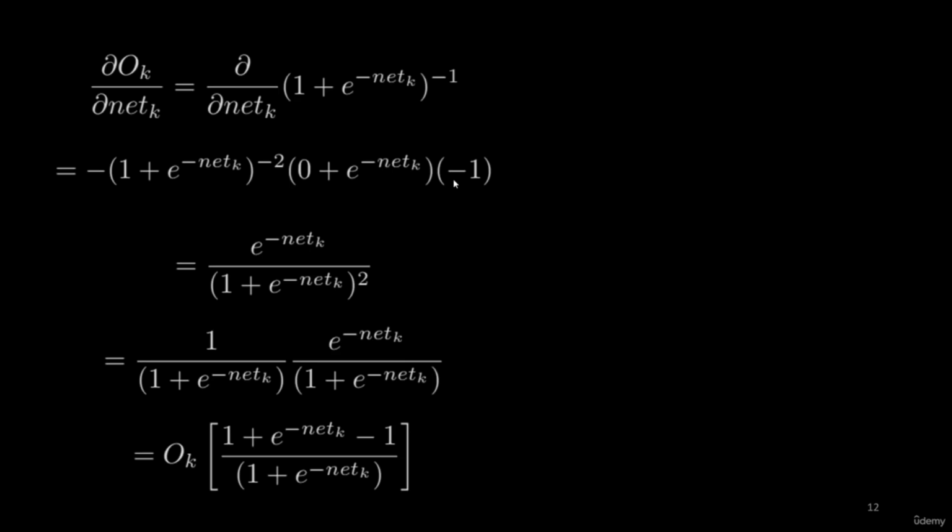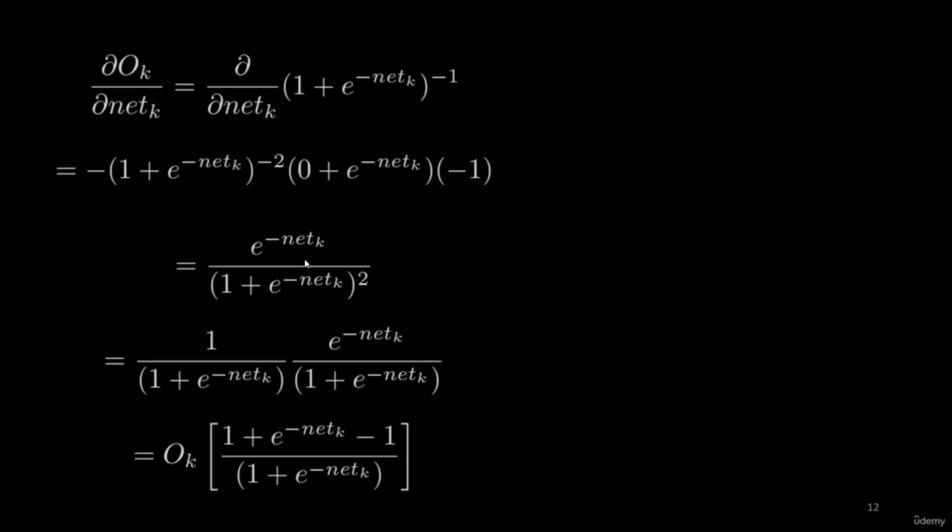Now let's simplify it. This minus 1 and this minus will become plus. Then 0 plus the exponent term gives only the exponent term, and this term is raised to the power minus 2. Now I can move it to the denominator, so it will become plus 2. So after simplification, this term will become this term.